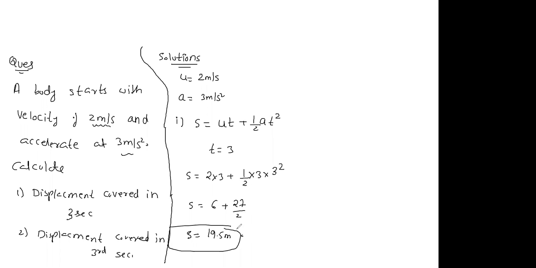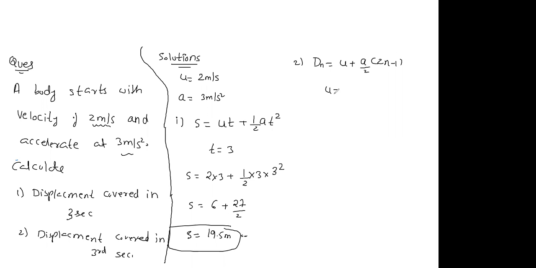Sania, is it clear? Yes, sir. In the second part, you're supposed to calculate the nth second. So for the nth second, you will use this relation: dn is u plus a by 2, into 2n minus 1. So substitute the values.